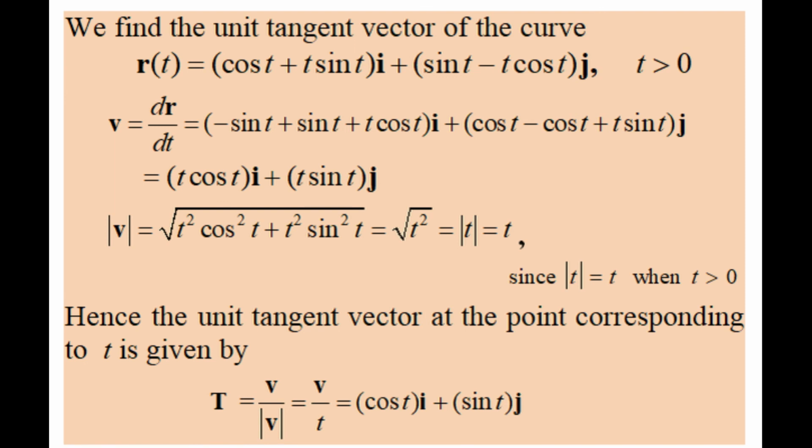|v| = √(t² cos² t + t² sin² t) = √(t²) = |t| = t, since |t| = t when t > 0. So the unit tangent vector at the point corresponding to the parameter t is v/|v| = v/t, which is equal to cos t i + sin t j.